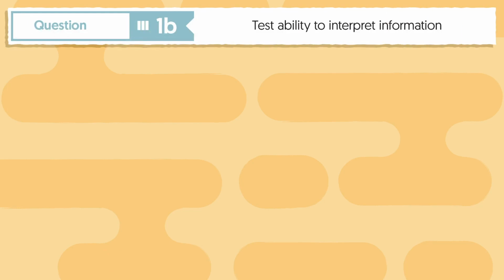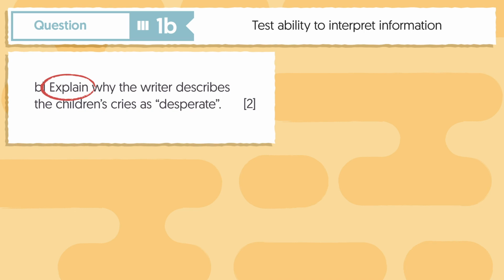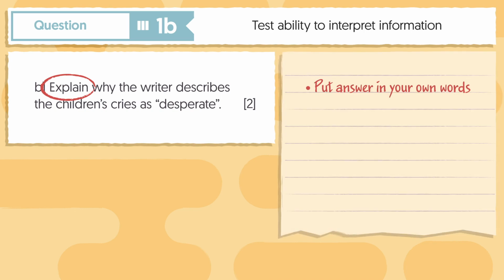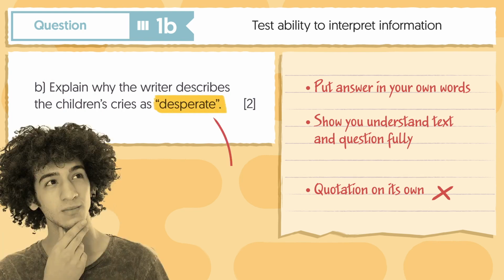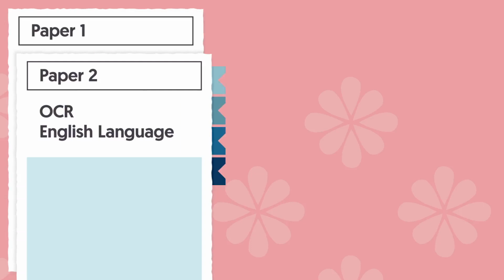The second part to question 1 will often test your ability to interpret information. When the question uses the command word explain, it means that the examiner wants you to put your answer in your own words to show you understand the text and the question fully. You won't be allowed a quotation on its own to answer this question. For example, you may be asked to explain why the writer describes the children's cries as desperate. Here, you might want to think about what's suggested by the word desperate and how that's an appropriate way to describe crying children.